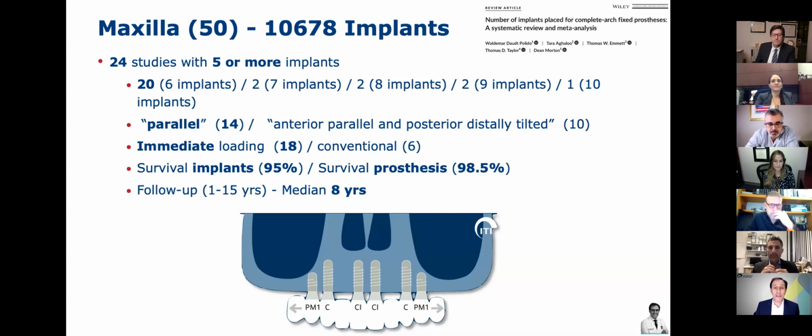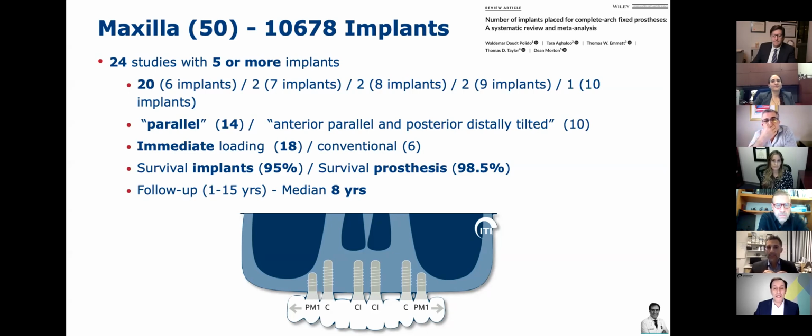Of course, we know all the anatomical implications, like I just mentioned, posterior maxilla, less bone, more bone, zone 3, zone 2 even. So zone 1 is actually the most widely reported on. 2 studies reported on 7 implants, 2 studies reported on 8 implants. There are actually a few studies that reported on more than 8 implants, which is very rarely necessary. We can discuss that as well at the end. Again, when 5 or more implants were used, the parallel configuration was the most widely used, but still right next to it at 10, we had anterior parallel and posteriorly distally tilted.